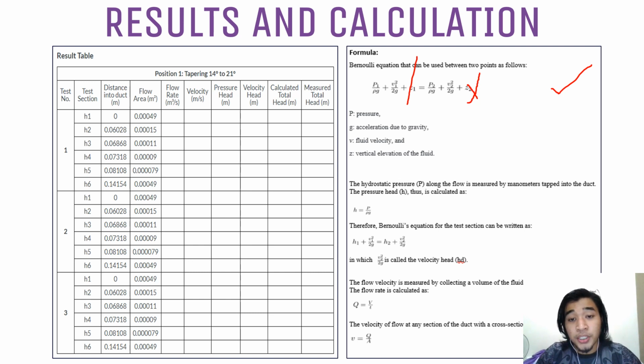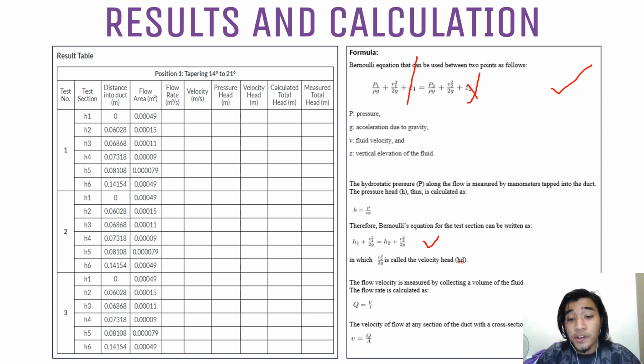Okay, so P, also known as hydrostatic pressure along the flow, is measured by the manometers tapped into the duct. So we can calculate the pressure head, which is H, by using this formula. H equals pressure over density times gravitational acceleration. So we can simplify it to become this one. And then V2 squared over 2g is called the velocity head.